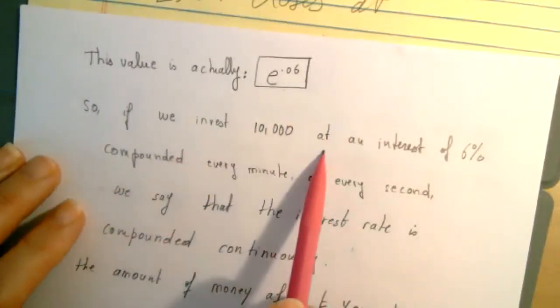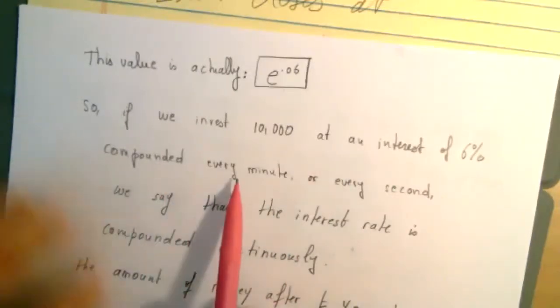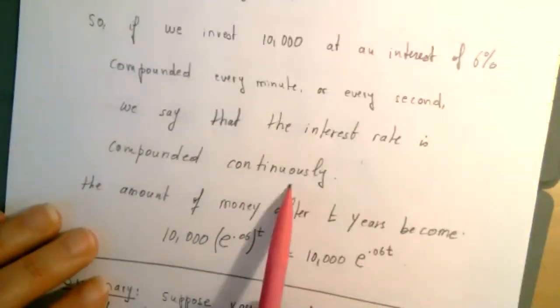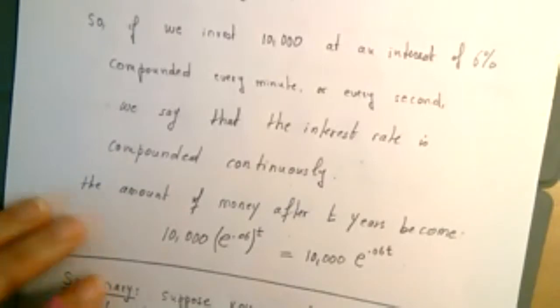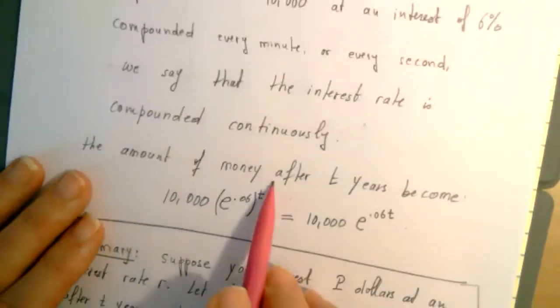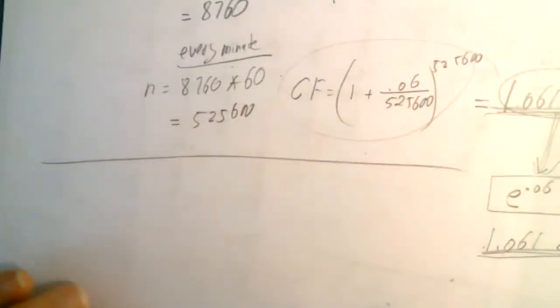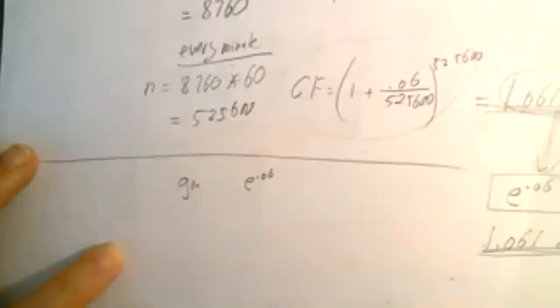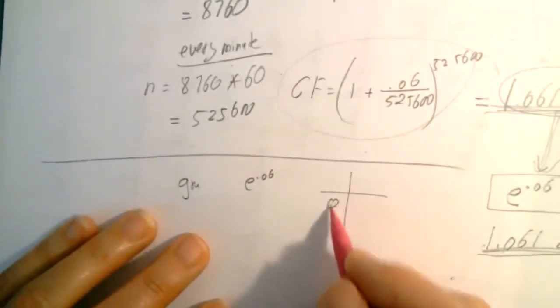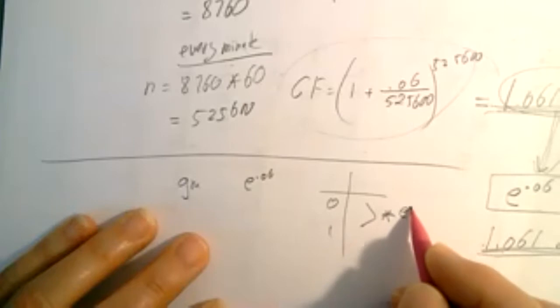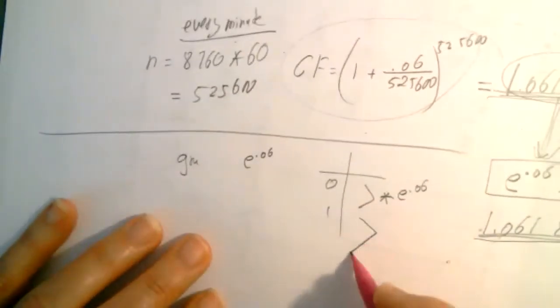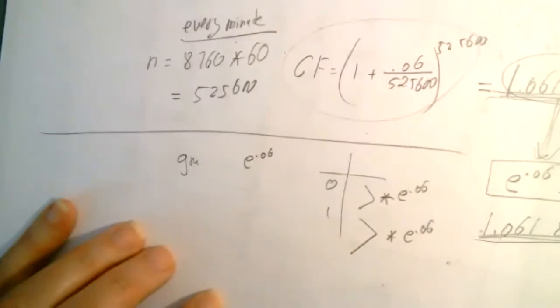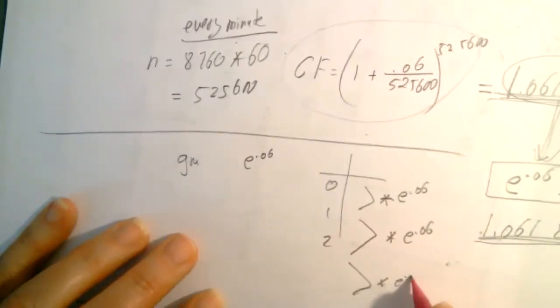So if we invest 10,000 at an interest of 6%, compounded every minute or every second, we say that the interest rate is compounded continuously. Continuously means they keep compounding. And what's the amount of money after 10 years? If you compound almost every minute or every second, the growth factor will be e to the 0.06. It means every year, the money will be multiplied by that growth factor, e to the 0.06, every unit of time.